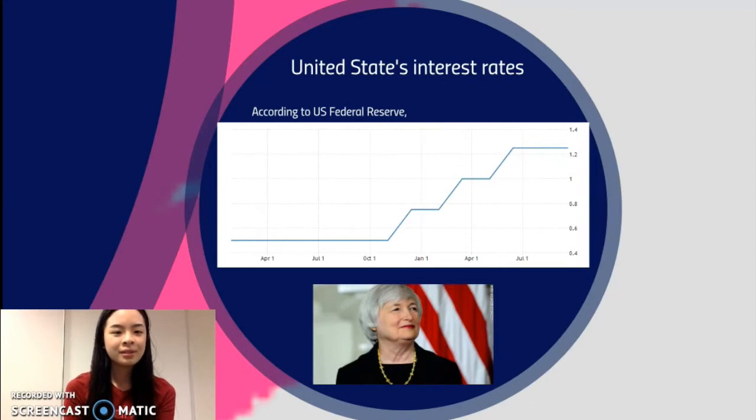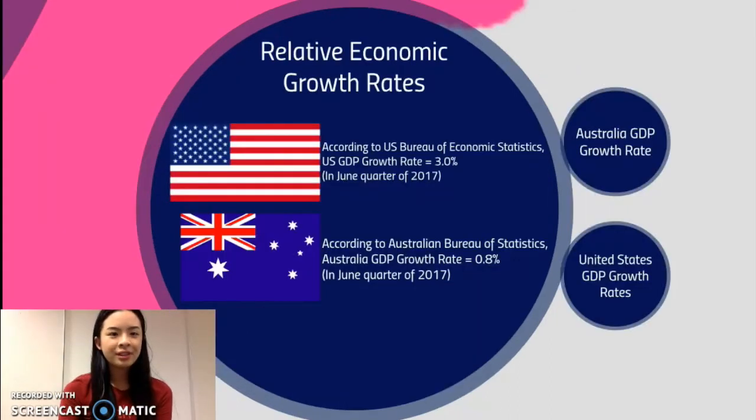The US Federal Reserve sees the target level for the central bank's benchmark interest rate to be in a range between 1.25% and 1.50% by December 2017. The last factor that we will be discussing is the relative economic growth rates. According to the US Bureau of Statistics, the US had a 3.0% GDP growth rate in the June quarter of 2017, and according to the Australian Bureau of Statistics, Australia had a growth rate of 0.8% in the June quarter of 2017.